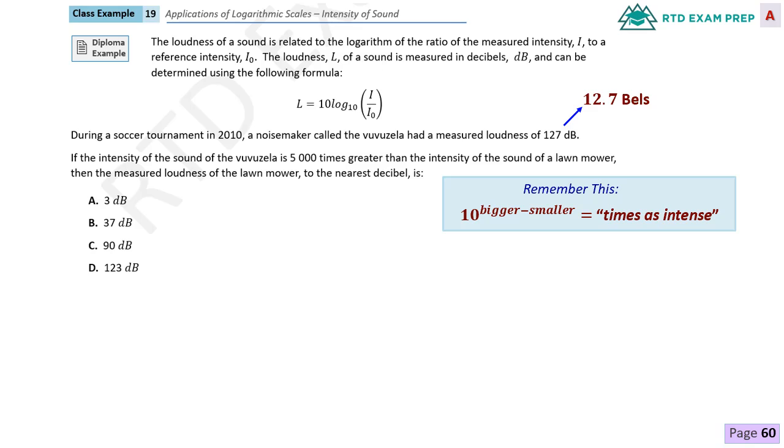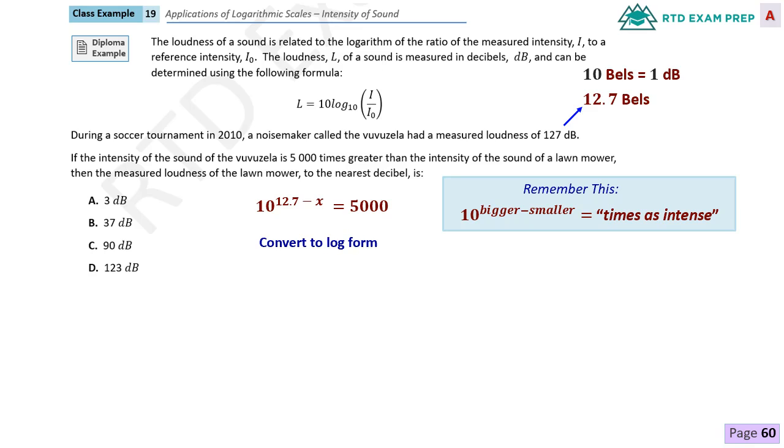So let's recall last time, or from the last problem, that we saw that 10 to the power of the larger magnitude minus the smaller magnitude is actually the ratio of intensity. That means here, if we put the larger one first, which is our 12.7 bells, and subtracted away the smaller one, which is the unknown value of x, that would be equal to a ratio of 5,000. Well, now we have a really easy equation to solve. Exponential with a base of 10 and a single unknown in the exponent.